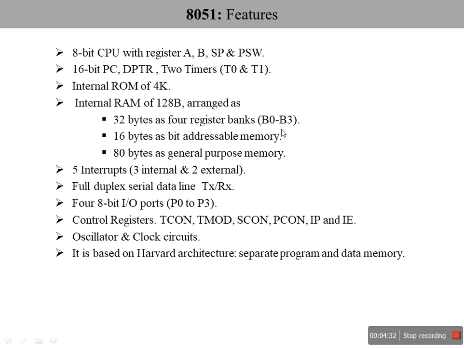They are named B0 to B3, and above that we have 16 bytes of memory as bit addressable memory. After that we have 80 bytes as general purpose memory. Then in addition to RAM and ROM, it has some interrupt facilities also. These are the facilities by which we interrupt or draw the attention of the microcontroller from its regular routine, and take the control to specified locations or specified services. So there are 5 ways of drawing the attention of the 8051 microcontroller.